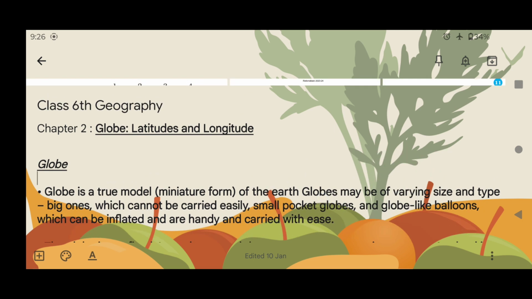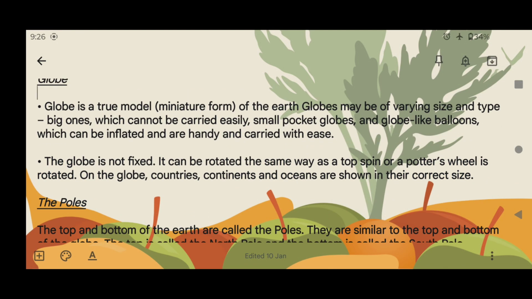Today we are going to read the class 6th standard geography chapter 2: Globe, Latitudes and Longitudes. Globe. A globe is a true model, a miniature form of the earth. Globes may be of varying size and type: the big ones which cannot be carried easily, small pocket globes, and globe-like balloons which can be inflated and are handy and carried with ease.